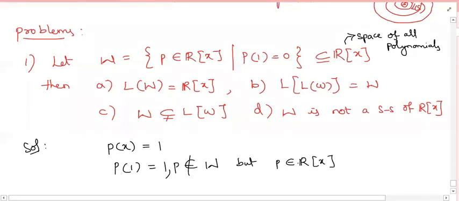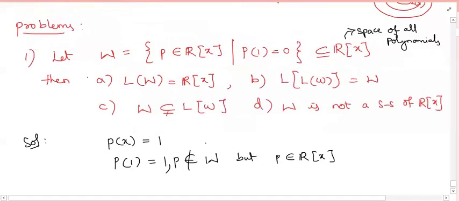So obviously, yeah, that's fine. Before that, I want to prove that W is not equal to R of X. From here we can say that W is a proper subset of R of X. Okay, W is not equal to R of X.